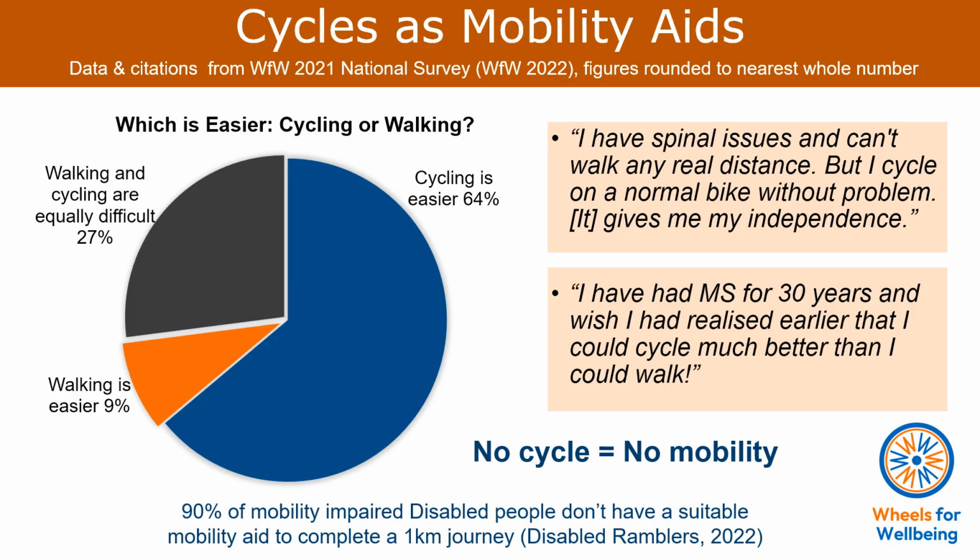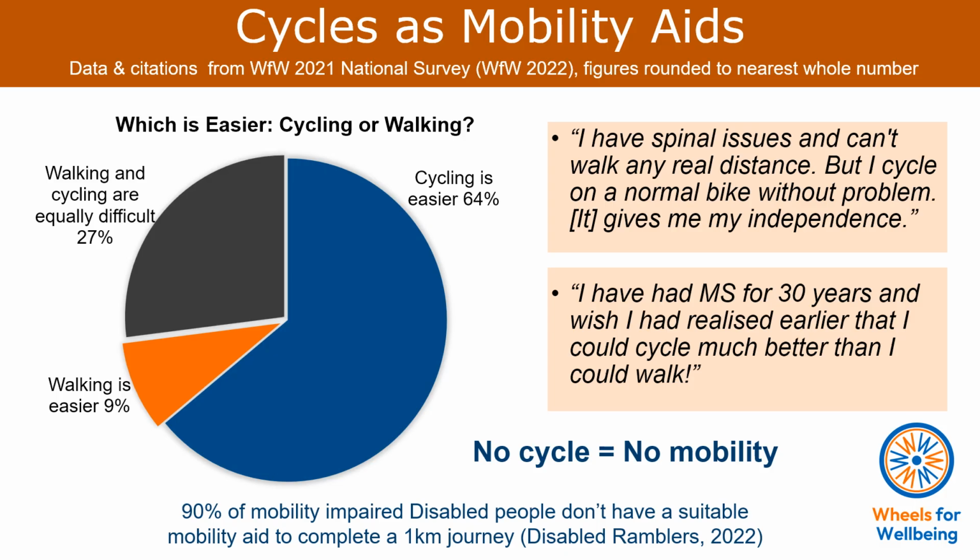Nearly 2/3 report that cycling is easier than walking, that's 64%, and less than 10%, so less than 1/10, find walking easier than cycling. Just over a quarter find walking and cycling equally difficult. But what's really important about this is for many disabled people, using a cycle, and very often a standard two-wheeled bicycle, is much easier than walking and allows disabled people to travel further, to travel faster, to travel in a pain-free and efficient manner that they don't have any other means to do.